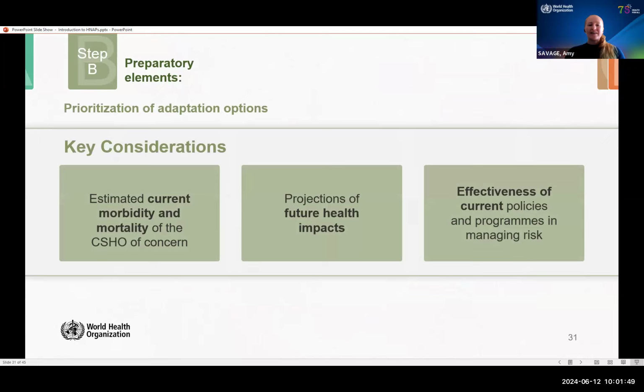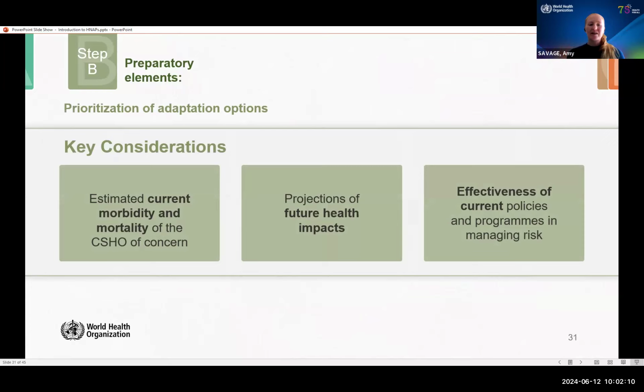So we will identify a range of adaptation actions, but of course, the HNAP is for a specific period, and it's unlikely to be possible to implement all the adaptation actions that we would like to in our second iteration of the HNAP. So we need to prioritize the actions.